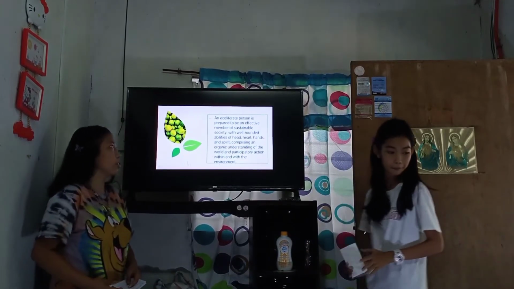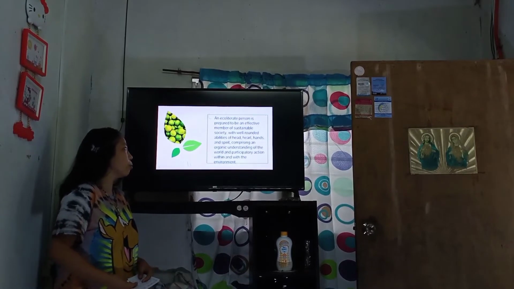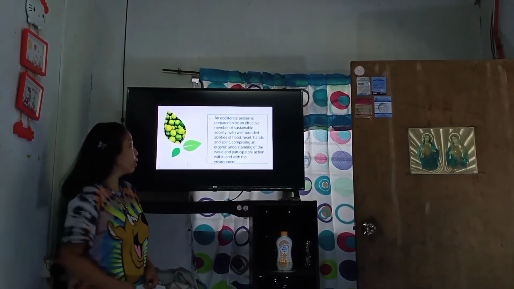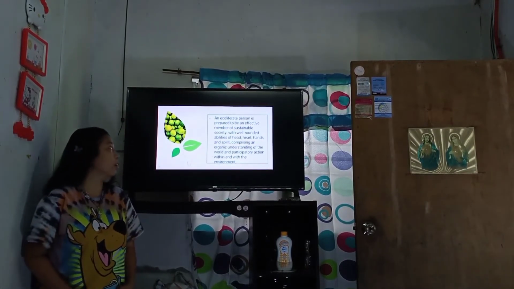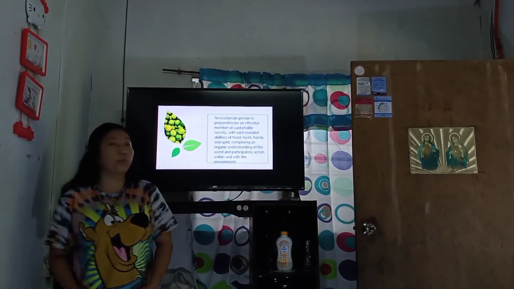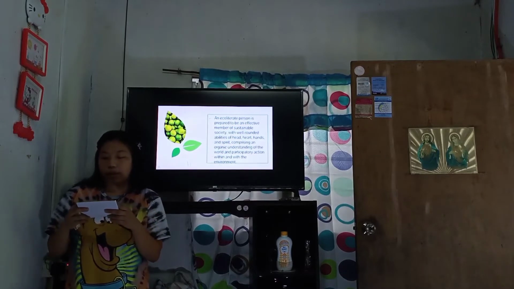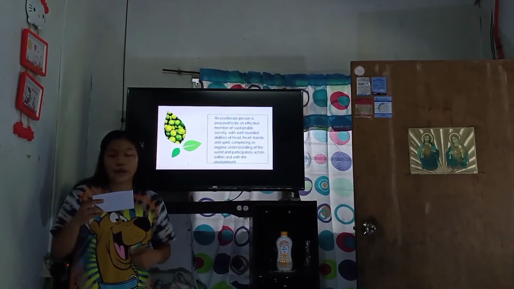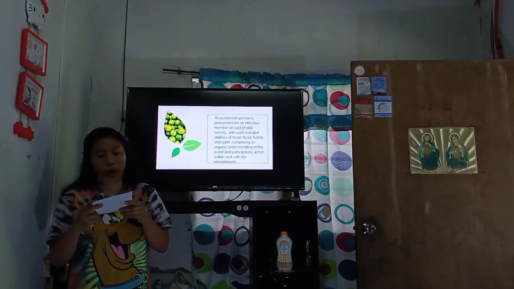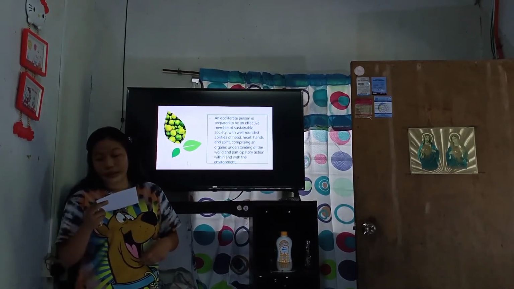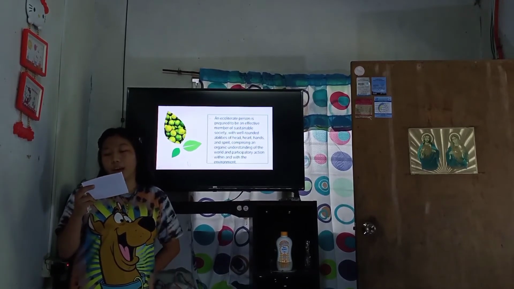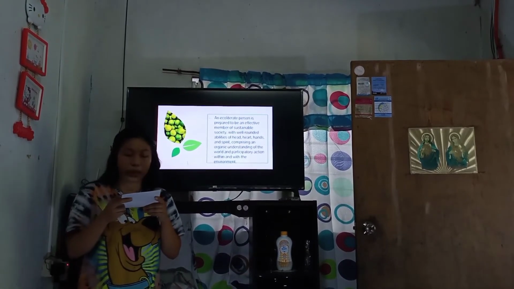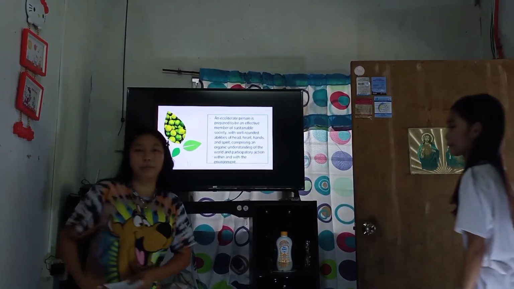An ecoliterate person is prepared to be an effective member of a sustainable society with well-rounded abilities of head, heart, hands, and spirit, comprising an organic understanding of the world and participatory action within and with the environment. As an ecoliterate person, we should be prepared to become effective members of our sustainable society with well-rounded abilities of head, heart, hands, and spirit, comprising an organic understanding of the world. And as an ecoliterate person, we should participate in actions in our environment.